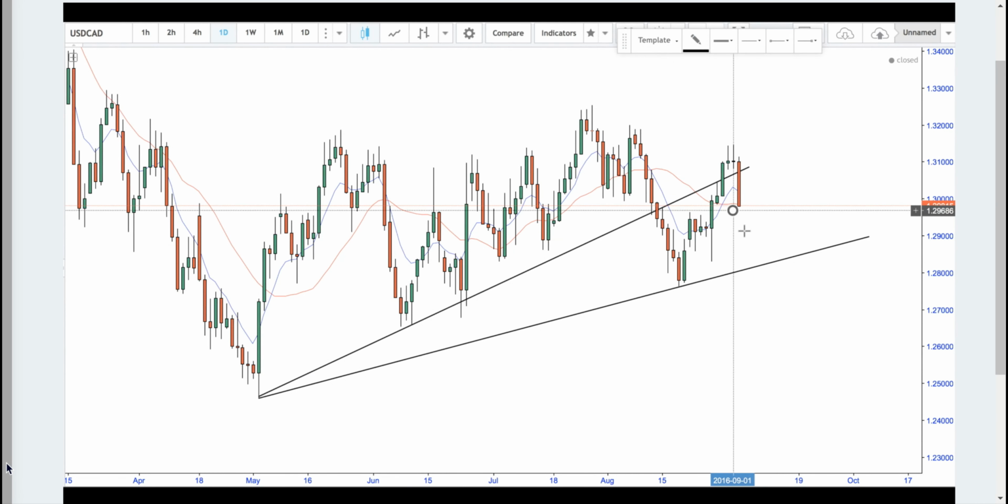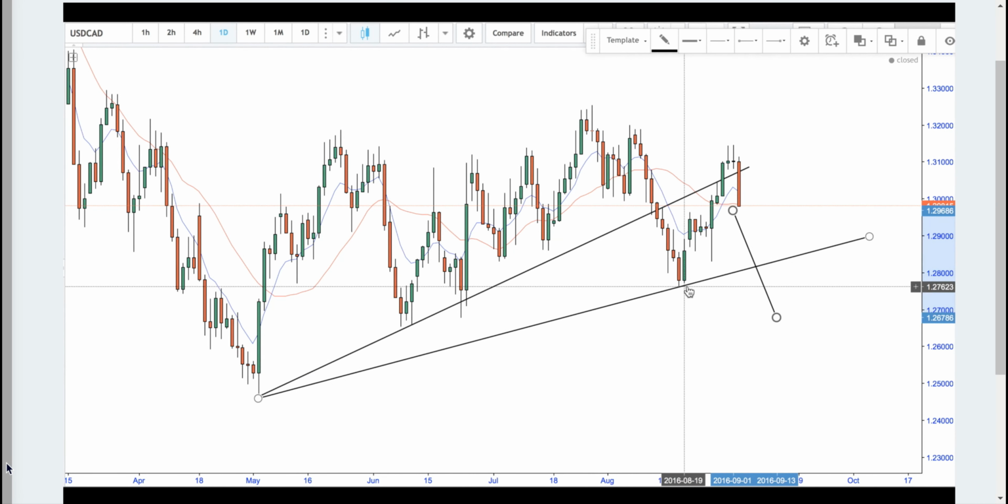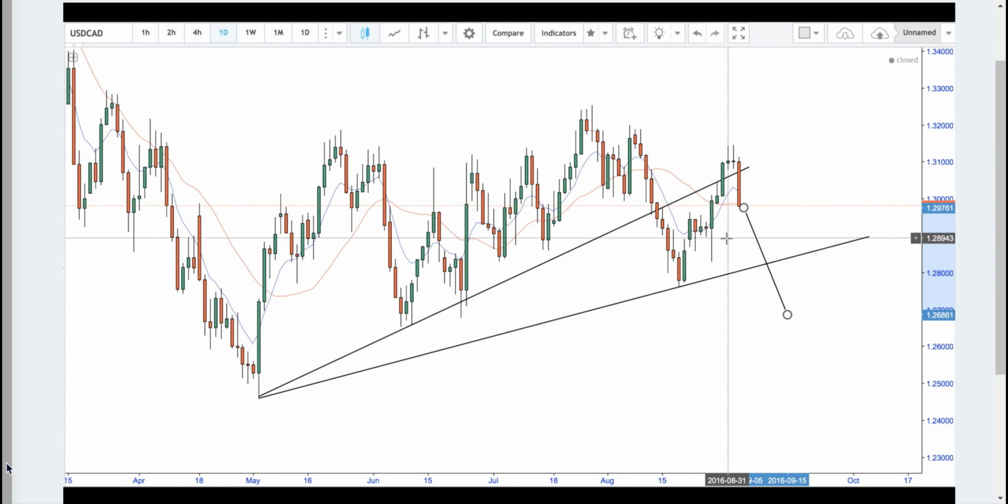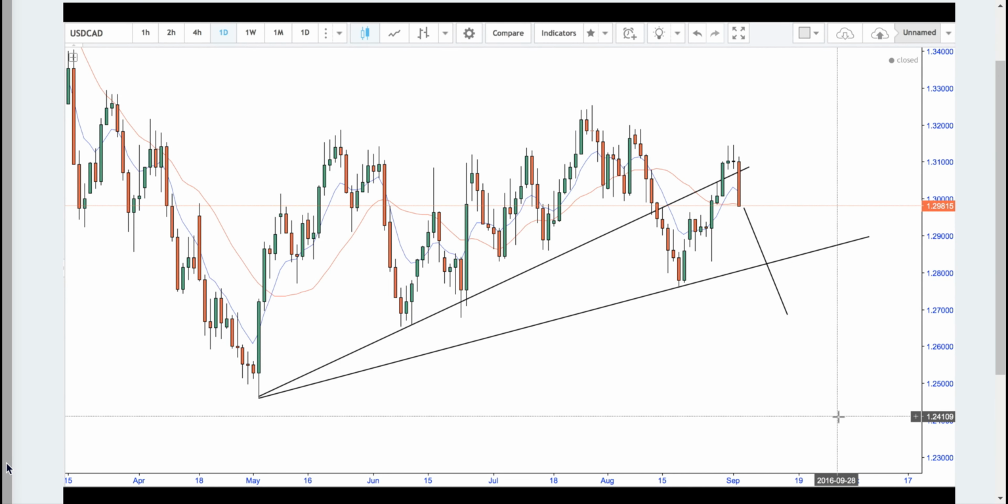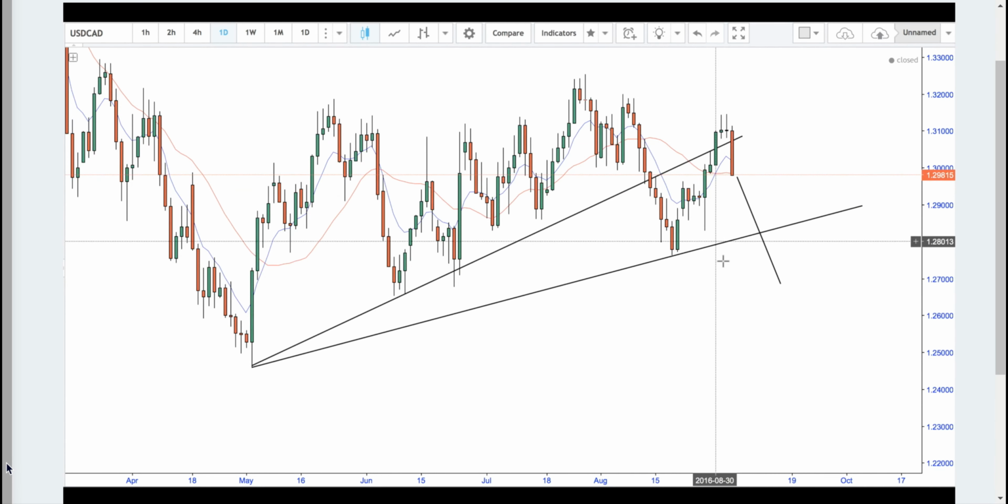A new lower low past this. That will be the last lower low, right? So remember the 75% chance now USD CAD will decline from 1.2981 to take out 1.2760. So that's 120 pips.